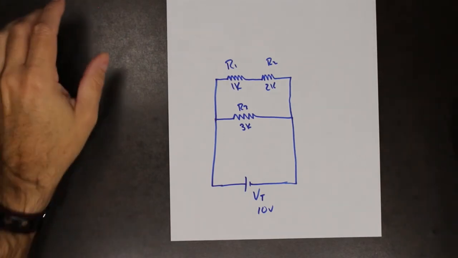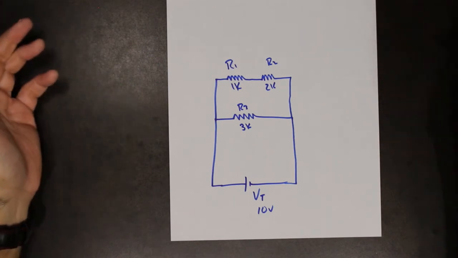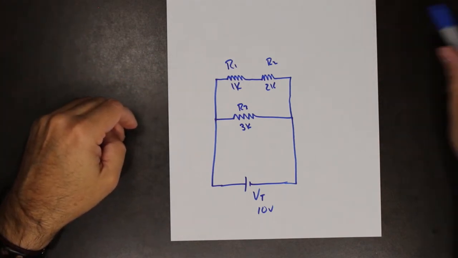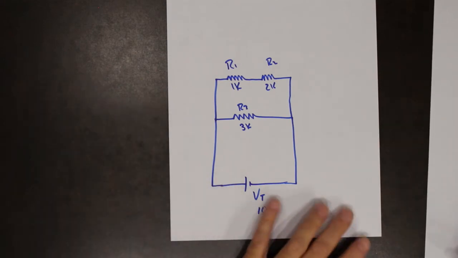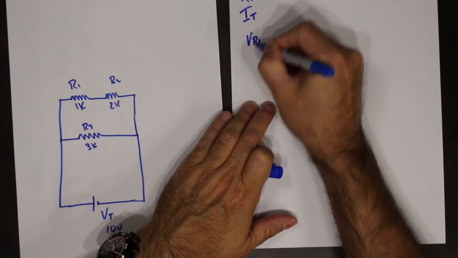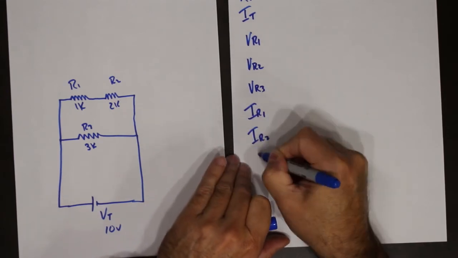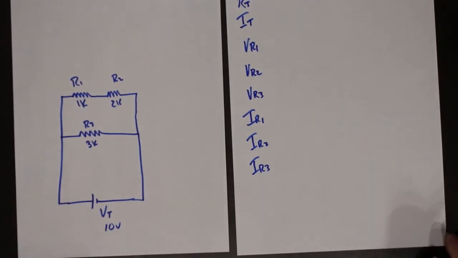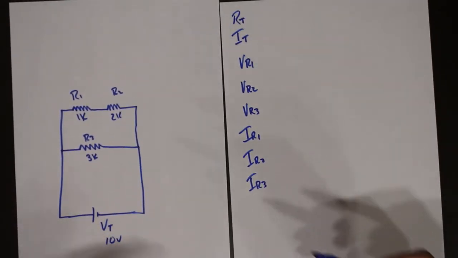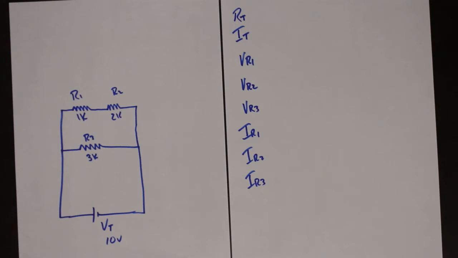All right, now we have the other type. Here's another example. Again, this is a combination circuit. Part of it is series, and part of it is parallel. What we want to do is, again, solve for everything in this circuit: R total, I total, VR1, VR2, VR3, IR1, IR2, IR3. So all of the voltage stuff, the totals, all of the individual stuff. In order to do that, we must again simplify the original.